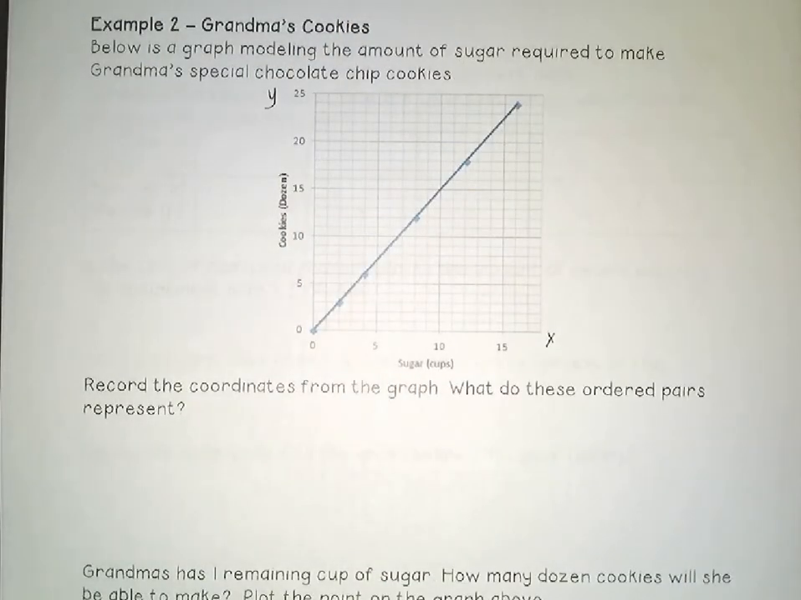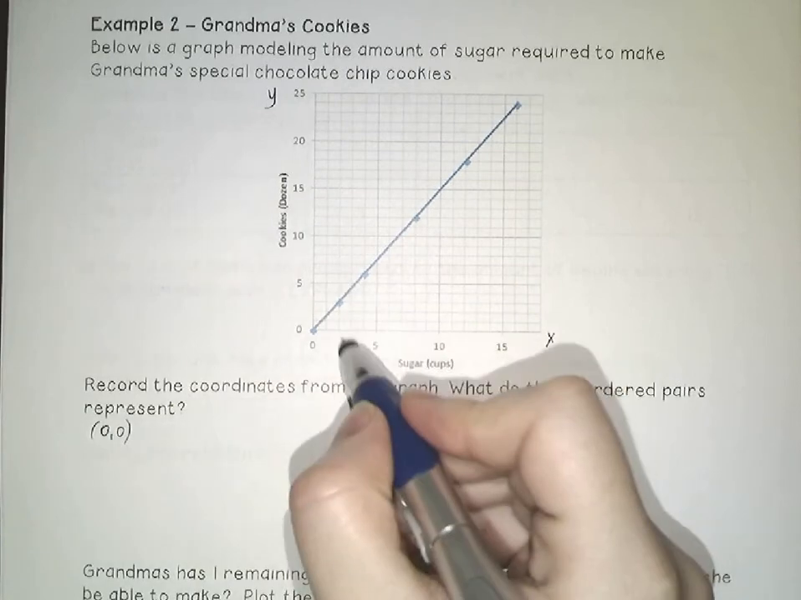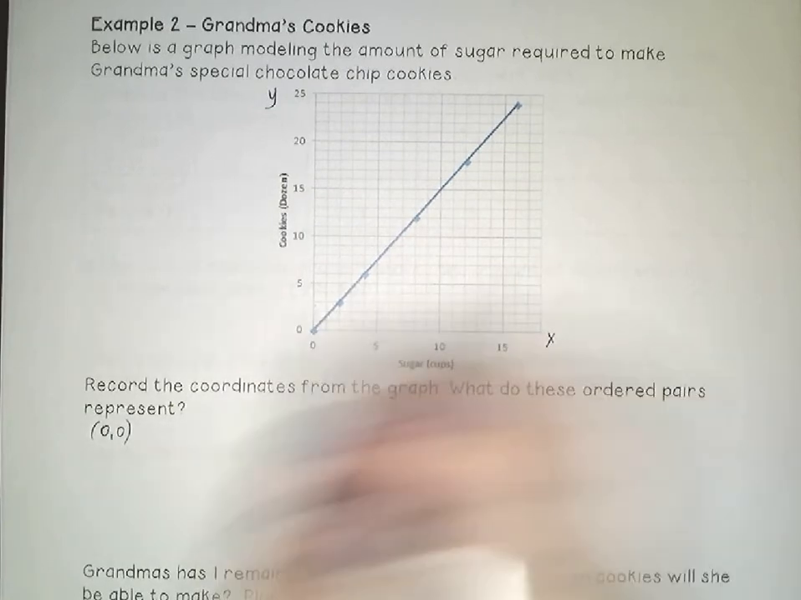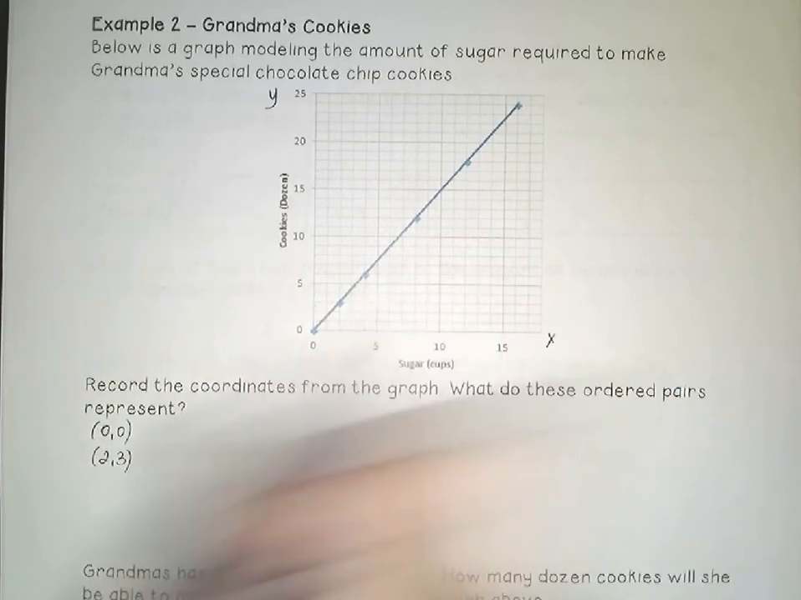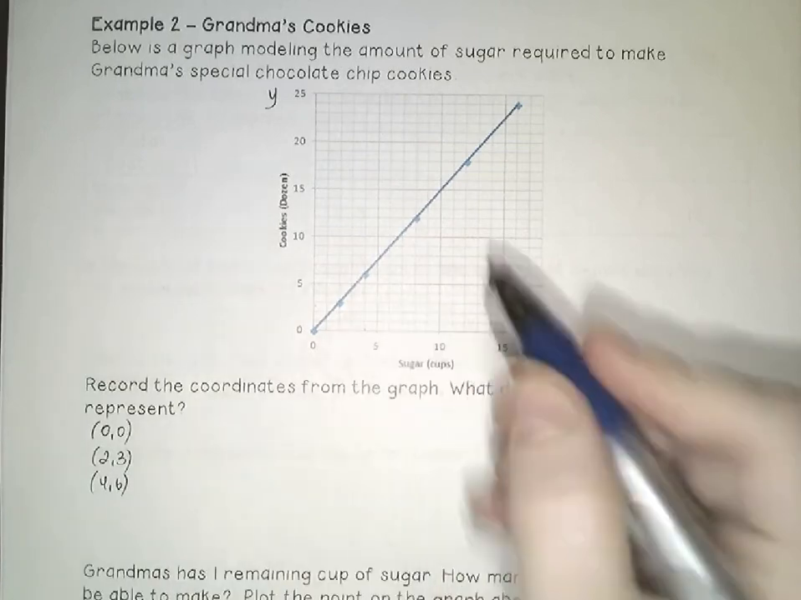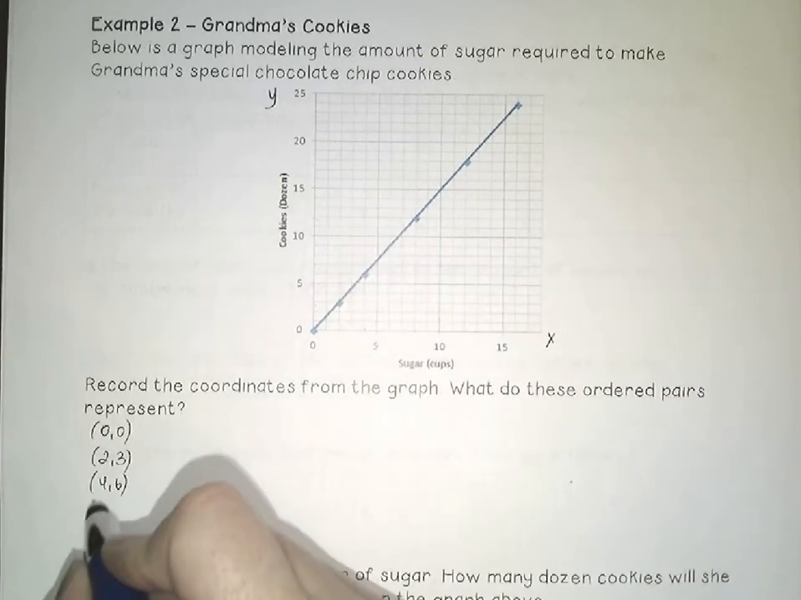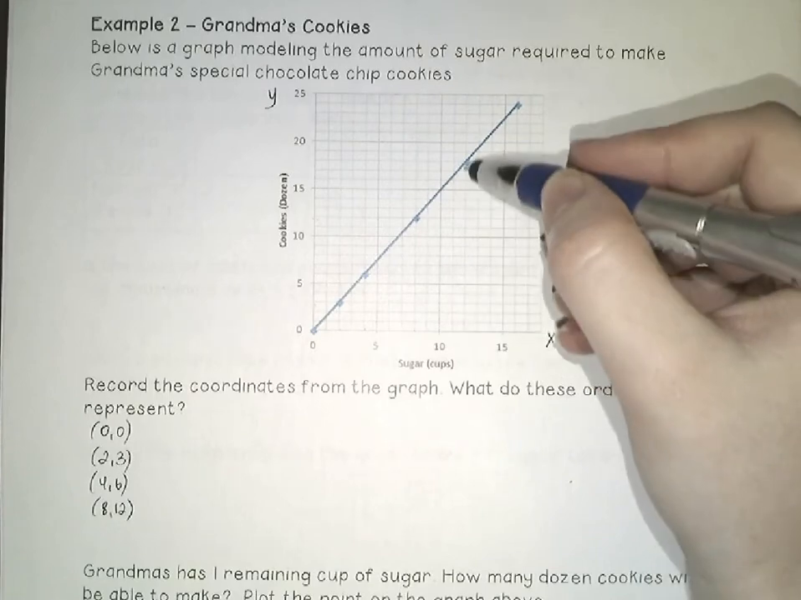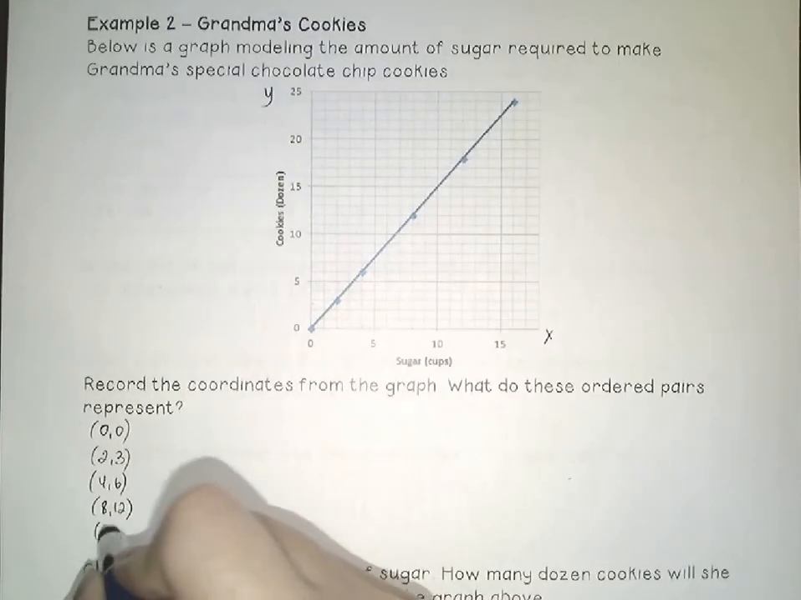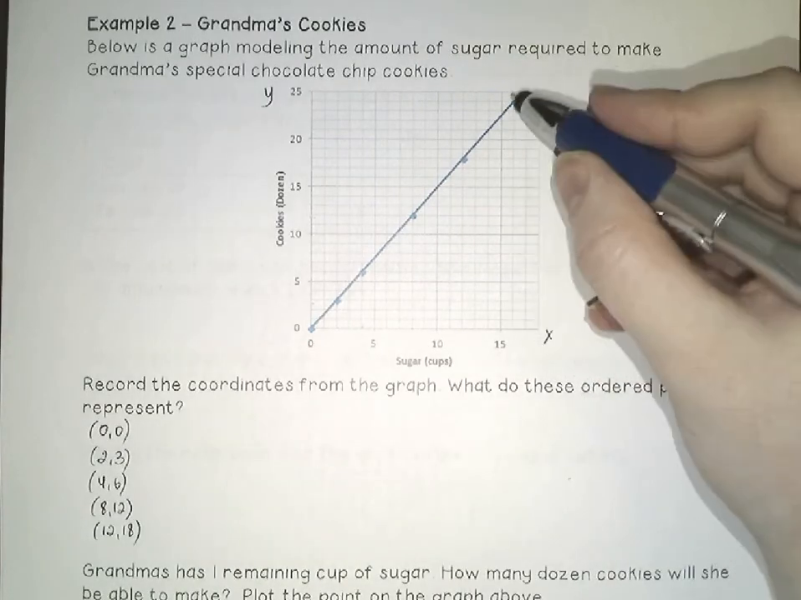Okay, record the coordinates from the graph. So here I have several coordinates. I have 0, 0. I have 2, 3. I have 4, 6. I have 8 and 12. And I have 12, 18. And the last one here I have 16, 24.